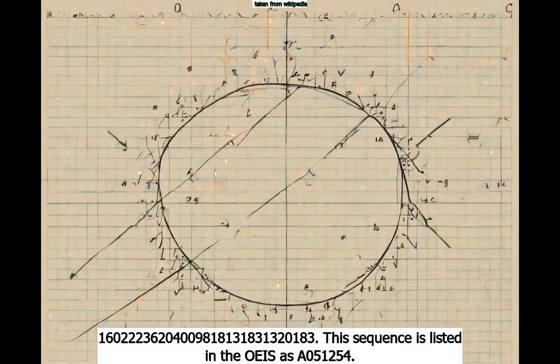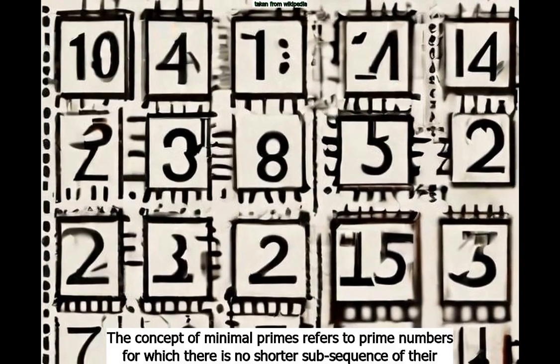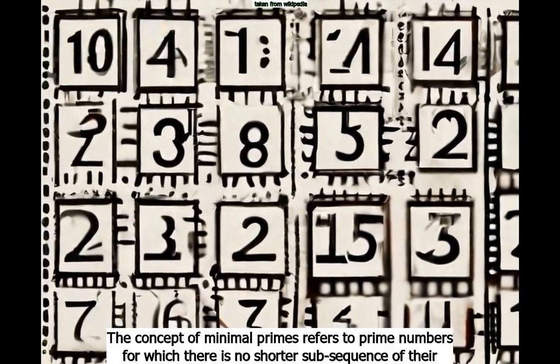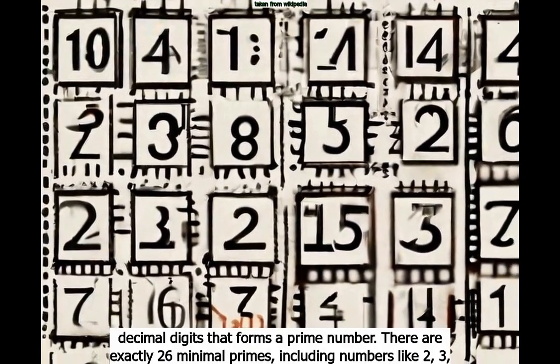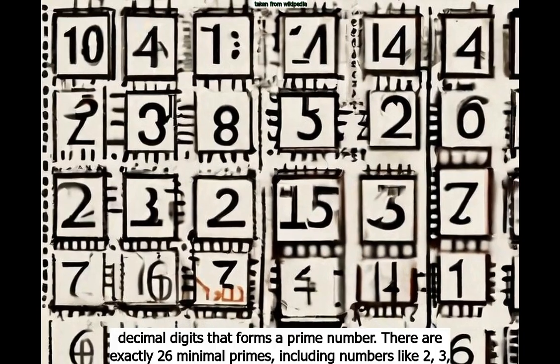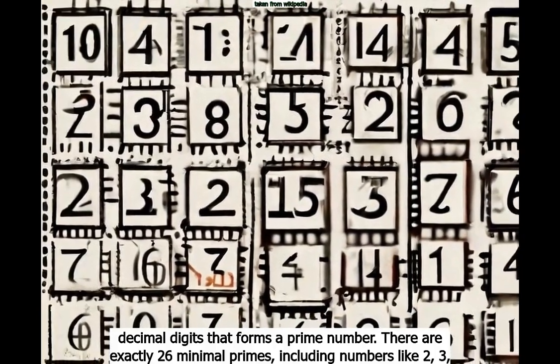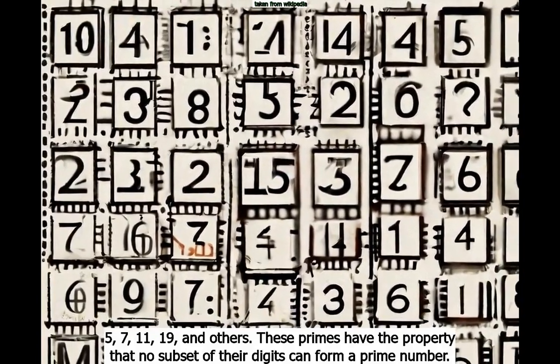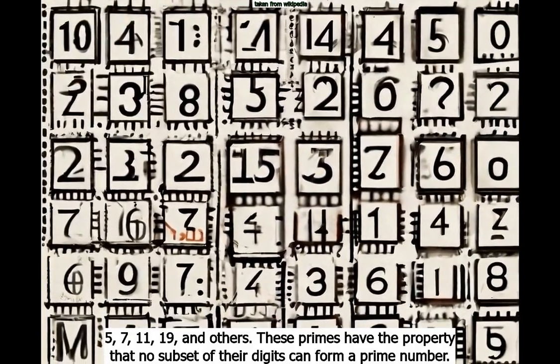A051254. The concept of minimal primes refers to prime numbers for which there is no shorter subsequence of their decimal digits that forms a prime number. There are exactly 26 minimal primes, including numbers like 2, 3, 5, 7, 11, 19, and others. These primes have the property that no subset of their digits can form a prime number.